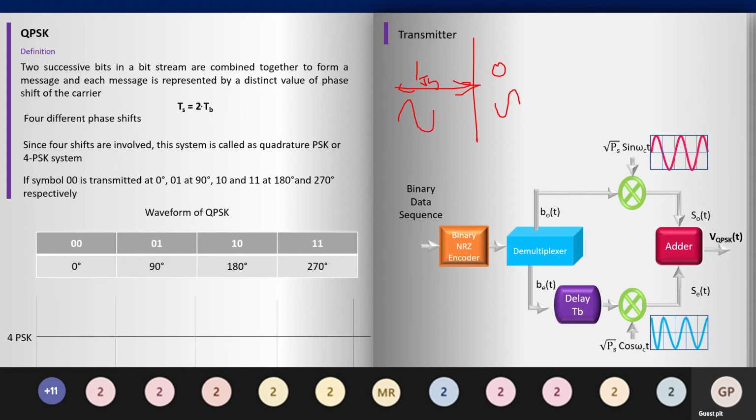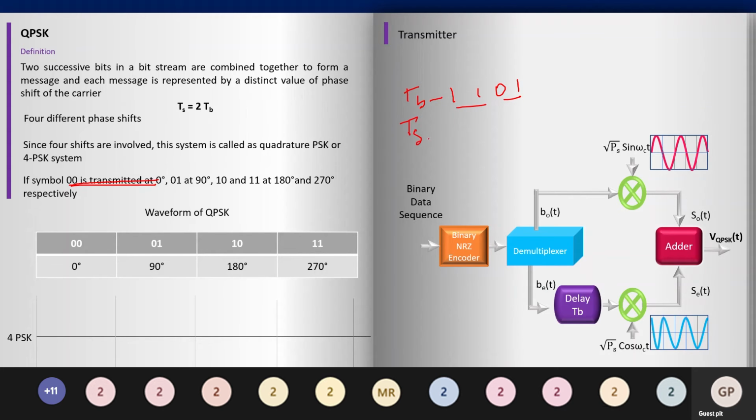But in QPSK, we have to club 2 bits. Okay, TB is the bit duration. We're going to group 2 bits together. So that's the first point, and as you can see, depending on the data, logic 0 and logic 1, we're going to change the carriers. Here, as you can see, it involves 4 different types of phase shift keying. Once you combine the data into 2 bits, that is called the symbol duration TS.